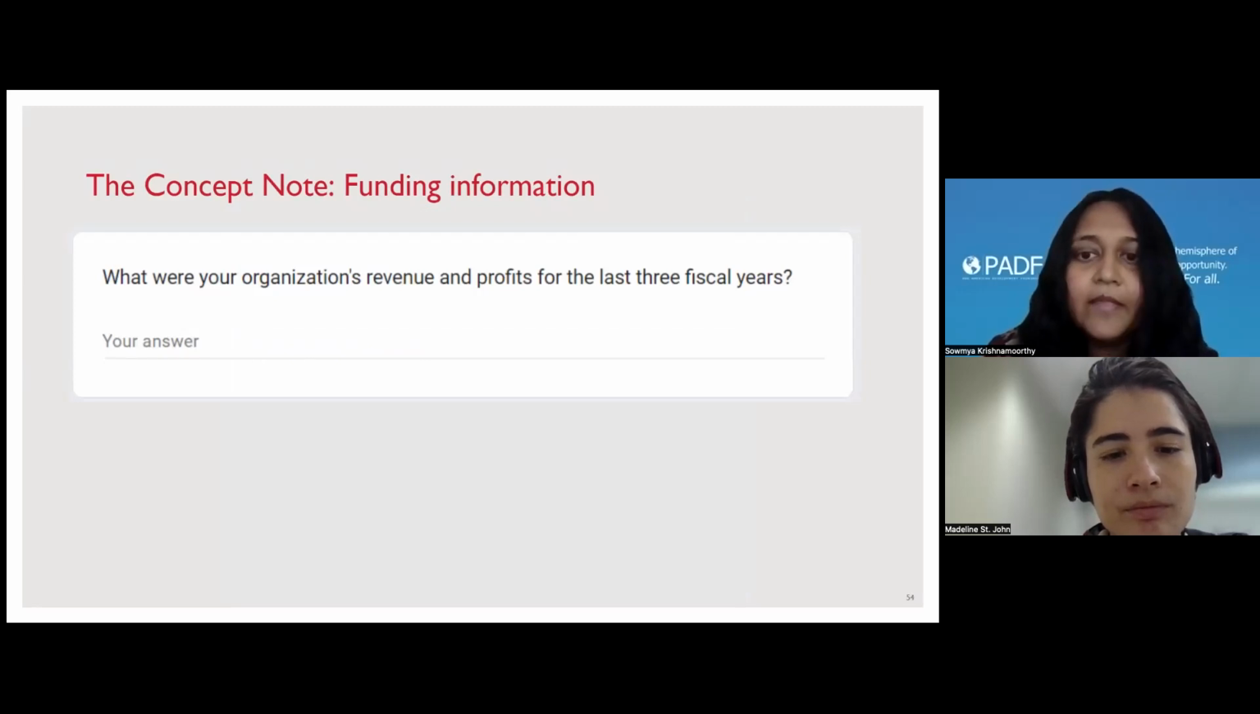And then we want to know a little bit about your background. So tell us about, you know, what your revenues and profits might have been for the last three fiscal years. We're just looking for basic information at this point, and we understand that COVID was hard for businesses across the spectrum. So this, again, is not a question to penalize you. We just want to get to know you better. So please share with us. And then when you're flagged for the full application, we'll be getting into more details on financial statements. My colleague Madeline will go through them. Next slide, please.